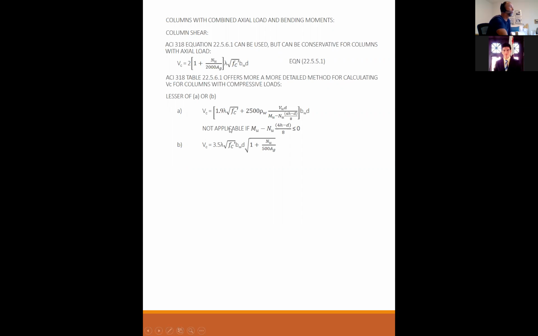These are not totally simple equations, but they give you a much better answer than this, which is the simplest one. Or you could use 2 square root f prime c, the very simplest one, but that is grossly over conservative. Where Nu is the axial load and is positive for compression.